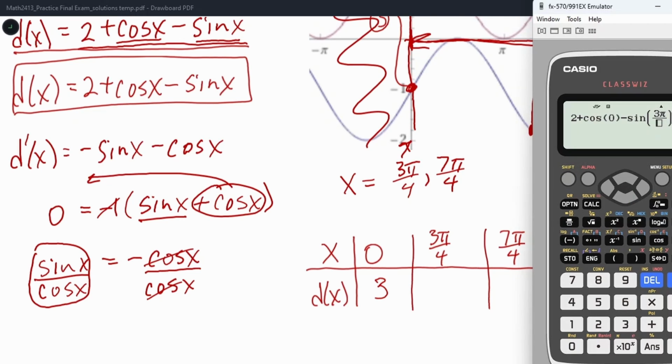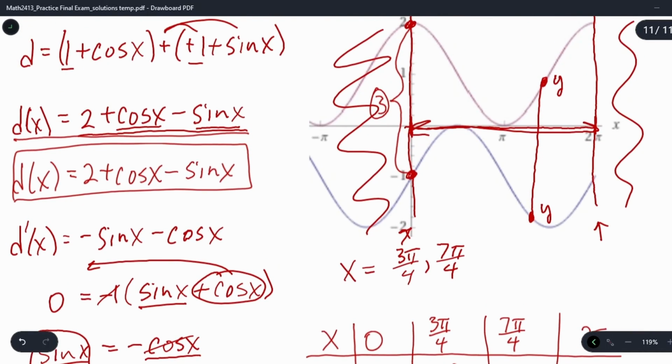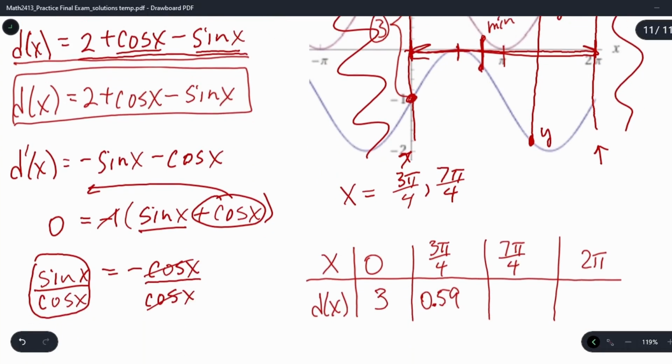So 3 pi over 4, we're going to check that first critical point. And that's going to give us, on the Casio, 2 minus square root of 2. I would really like to have that as a decimal, so I'm going to hit the SD button. And that is 0.59 rounded. I think what that's going to end up being at 3 pi over 4, which is, let's see, if this is pi, that would be a half, and this would be a fourth. You know what that's going to represent? That's our minimum. That's where the minimum distance occurs.